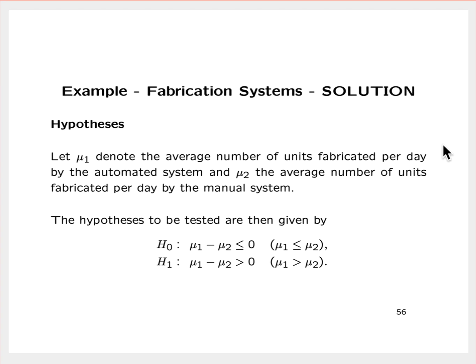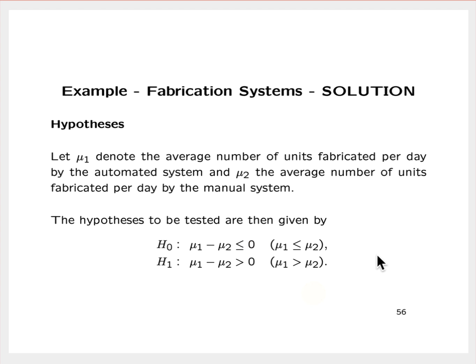Now, in this situation, because we've not been given a specific value above which the automated system is to have produced more than the manual system, we're going to use a hypothesized difference, a delta 0, of 0.